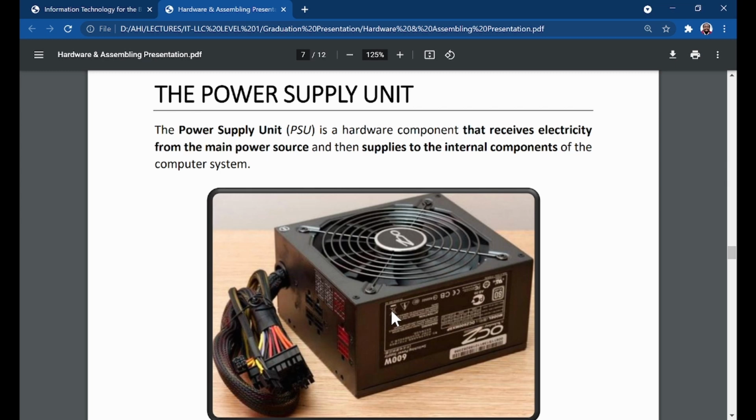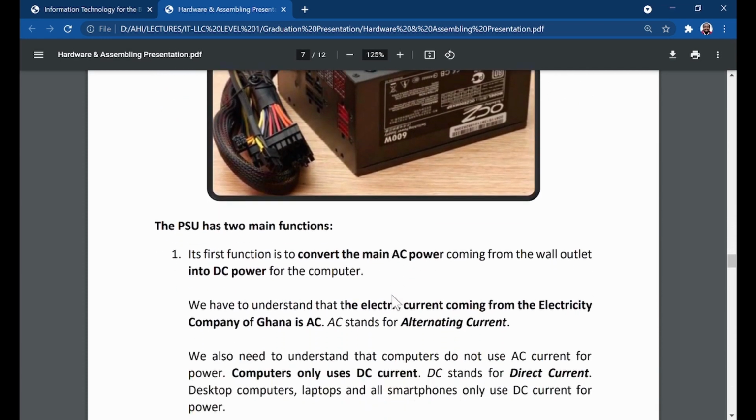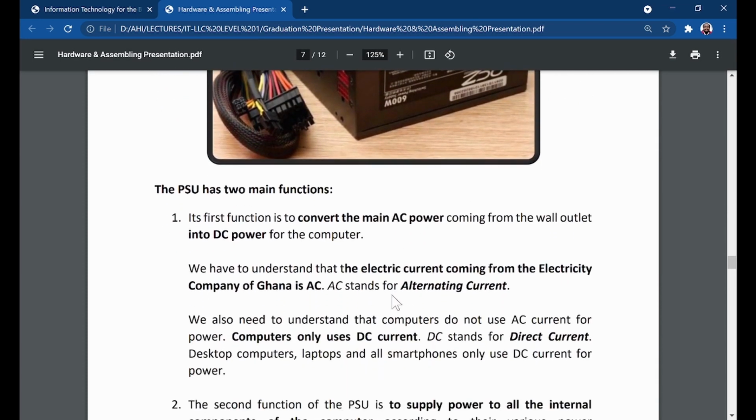Please, are you here? Listen. After it receives power, you will see what it does.